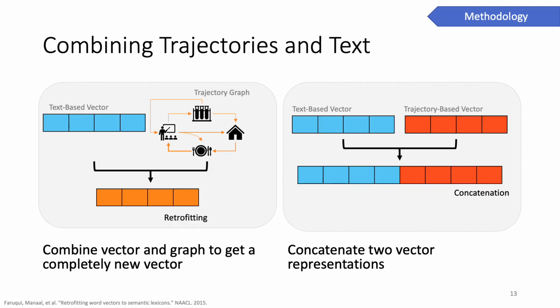Because we hypothesize that trajectories and text will provide different information about locations, we explore 2 different combination methods. The first uses a retrofitting approach based on a method for retrofitting word embeddings to semantic lexicons. In our case, we retrofit to a graph representing movement between locations. In our second approach, we simply concatenate the text-based and trajectory-based representations.